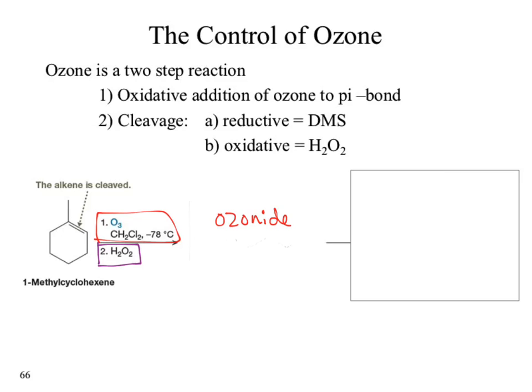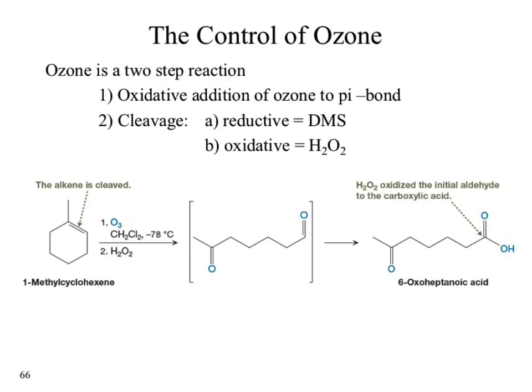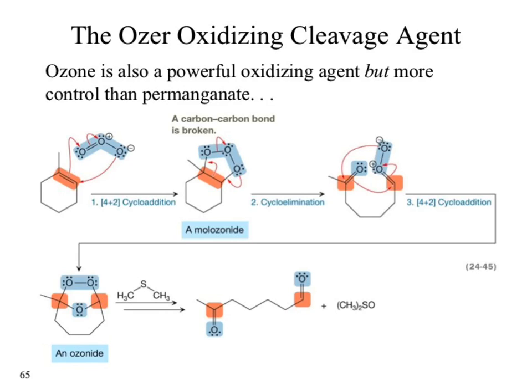Notice this one's a little bit different than the one we just saw. How is this one different than the previous slide? The previous slide was DMS, no oxygen. So it could scavenge oxygen. What does H2O2 have? Oxygen. What do you think is going to happen if we used H2O2 instead of DMS? Now it will fully oxidize. So we'll go from the ozonide down to our carboxylic acid, as opposed to on the previous slide. Previous slide, what did we end with? The aldehyde.